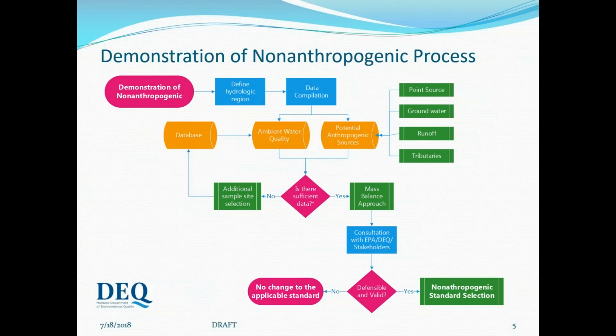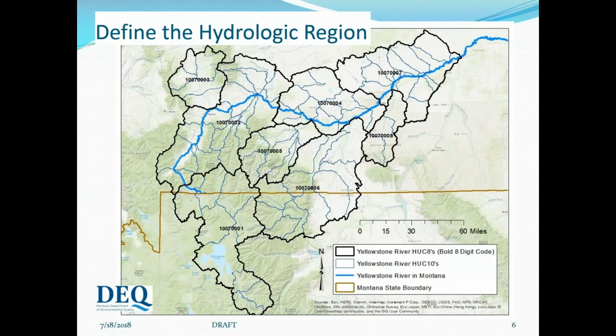Now, I'll go over the NASS in just a little bit, but let's just give some examples on this DAWN process. For a more detailed explanation, the documentation will spell out this entire process, but I'll just give you some summary highlight points. In the first step of the process, defining the hydrologic region, this is the region. It's a rather large region, we're looking at quite a few HUC 8s and the Yellowstone River from the Wyoming border to the confluence with the Bighorn River.